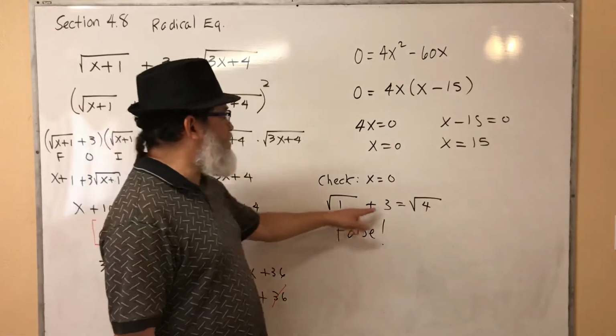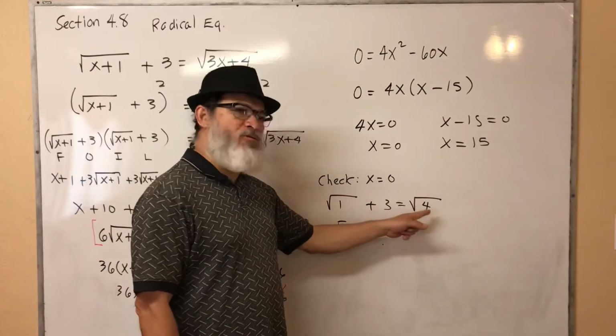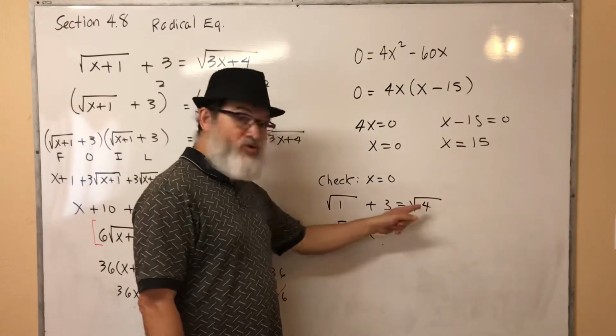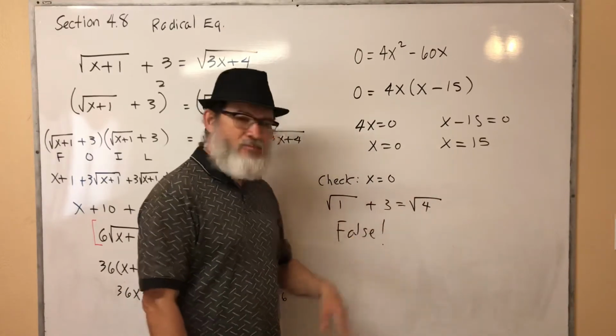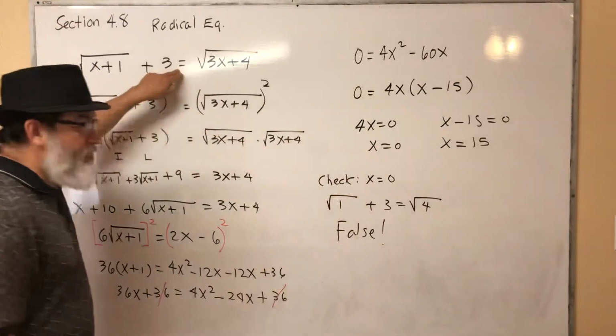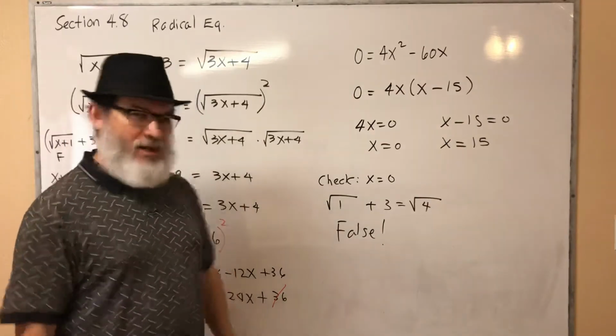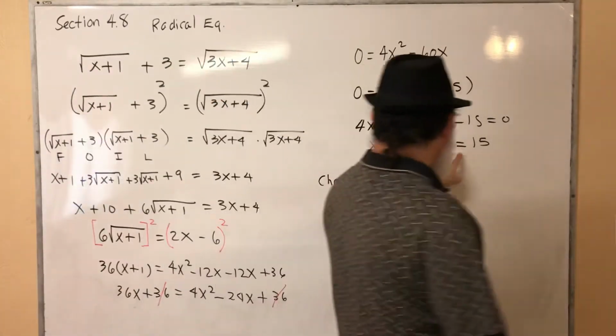Because this is 1 plus 3, that's 4. And 4 equals, what is the square root of 4? 2. 4 does not equal 2. So this is false. So therefore, this is not a solution to the original problem. It's extraneous. What I call basura. Check this one.